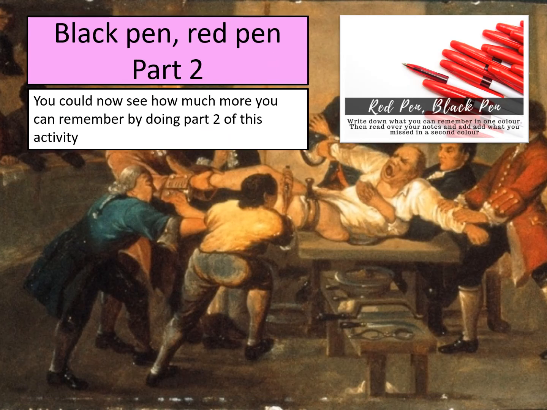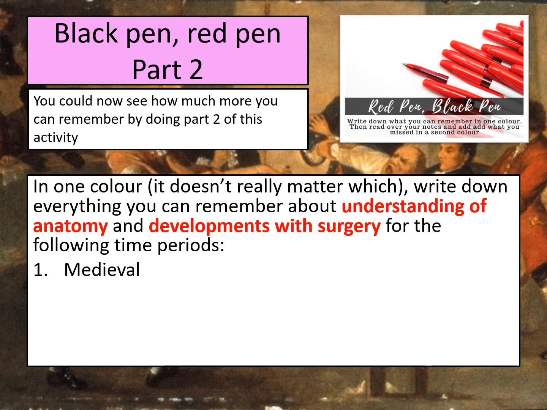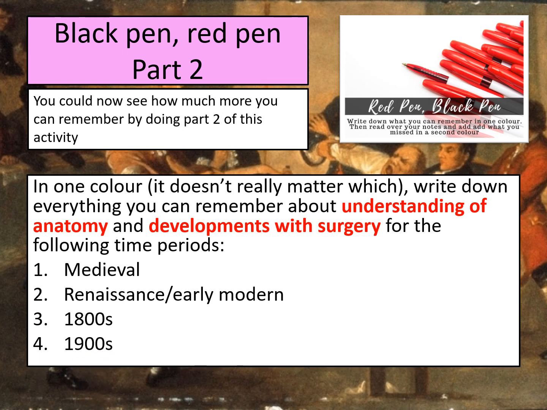We've now come to the end of the knowledge notes. There's a few activities at the end here which I think would be really worthwhile doing. So first of all, hopefully you had a go at the black pen part of this activity at the start. What it would be a good idea to do now is, while it's fresh in your mind, without looking at your notes, to write down everything you can remember about their understanding of anatomy and surgery, key individuals, all that kind of stuff from those 4 time periods in a different coloured pen.